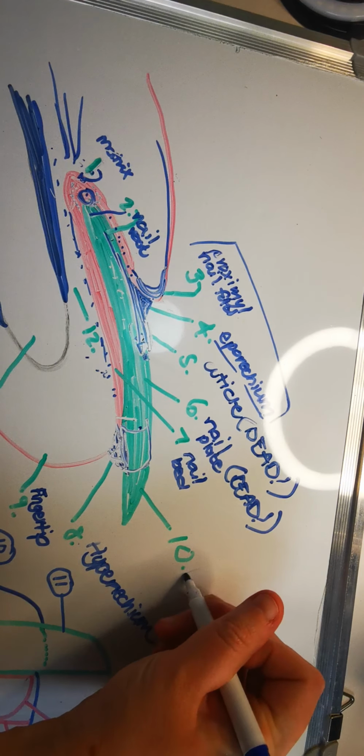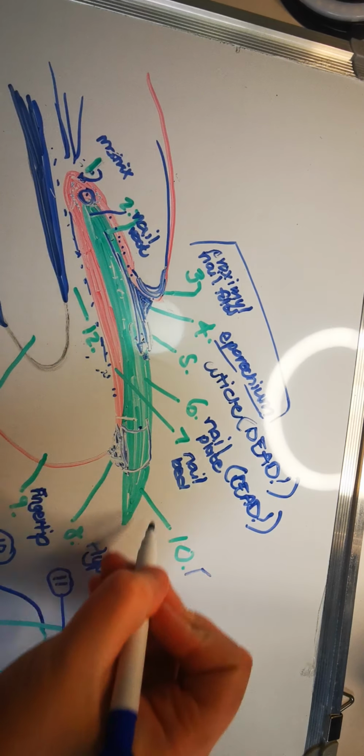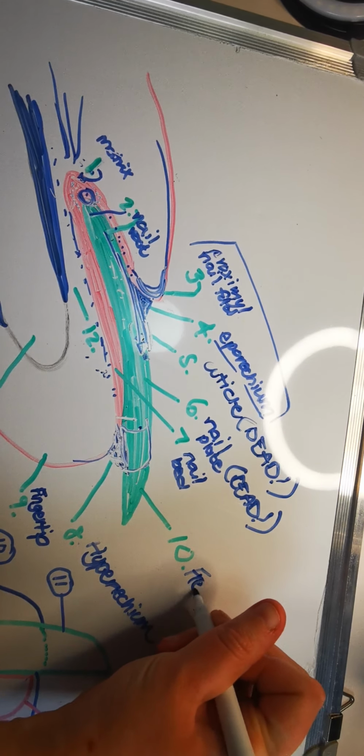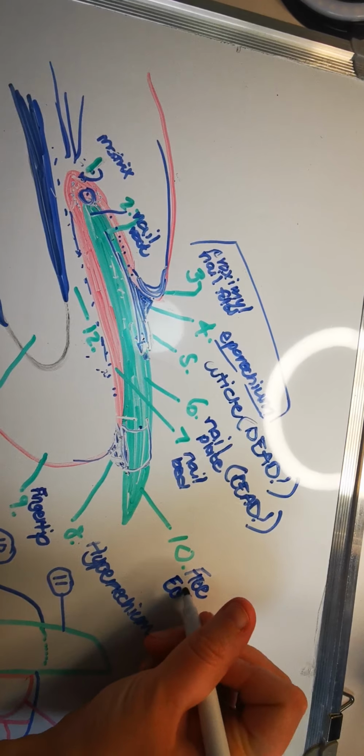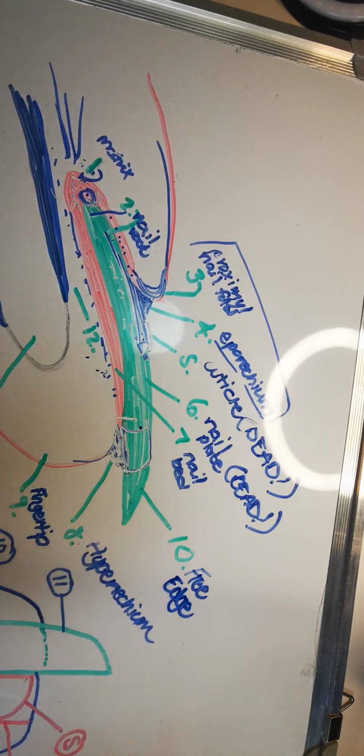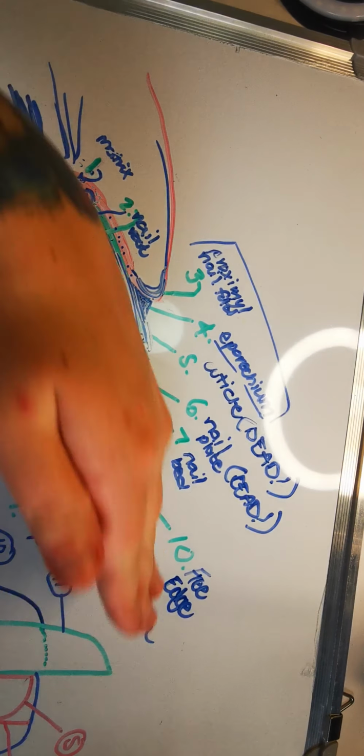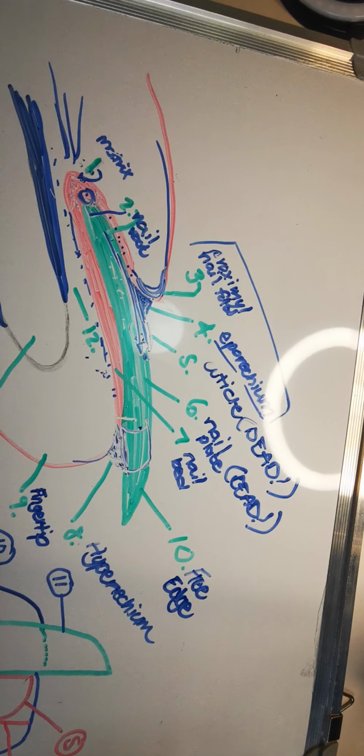Then we've spoken about the fingertip. This part here that extends over the fingertip is the free edge. It's that white part that comes over, and it's only white because it doesn't have the nail bed to make it pink.